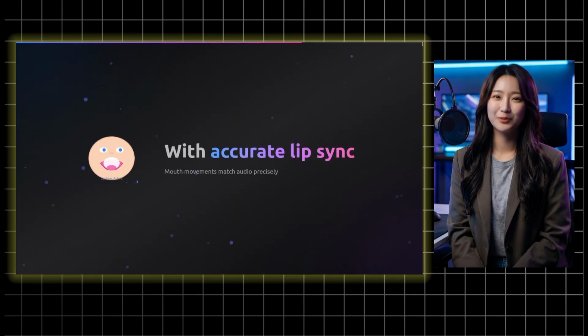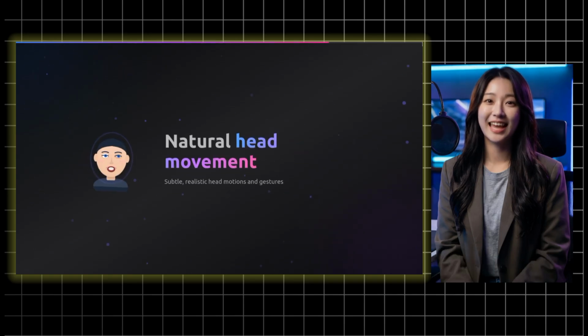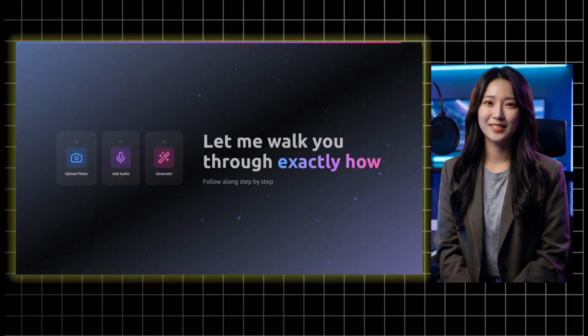The audio can come from anywhere. You can record it with a microphone, generate it using an AI voice tool, or even use the output from a text-to-speech system. SoulX FlashHead does not care where the audio comes from. It just reads the audio signal and animates the face to match.